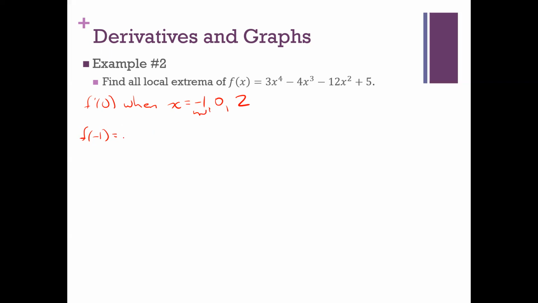So what is f of -1? Is it 0? 3 plus 4 minus 12 plus, yep. Okay. F of 0 is 5. F of 2 is -27, I'm pretty sure.